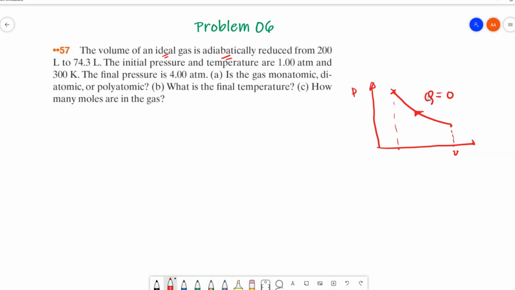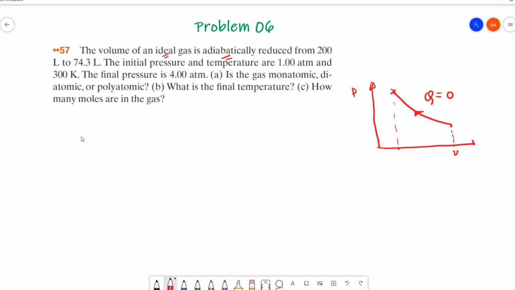The initial pressure and temperature are 1 atmosphere and 300 Kelvin. The final pressure is 4 atmosphere. Is the gas monoatomic, diatomic, or polyatomic? So we need to know if it is mono, poly, or diatomic. So what's the relation that we have when we have a transformation like this?